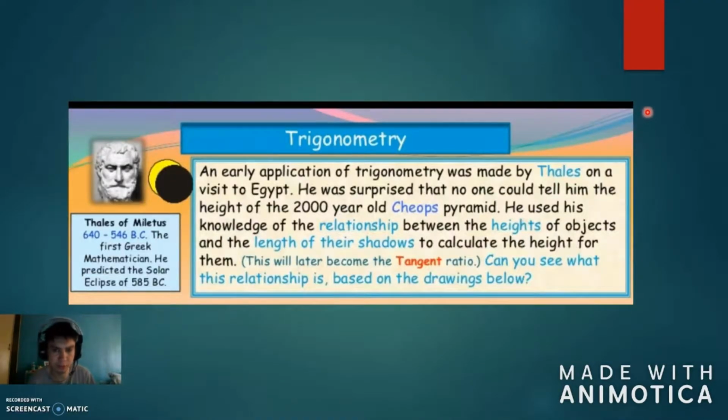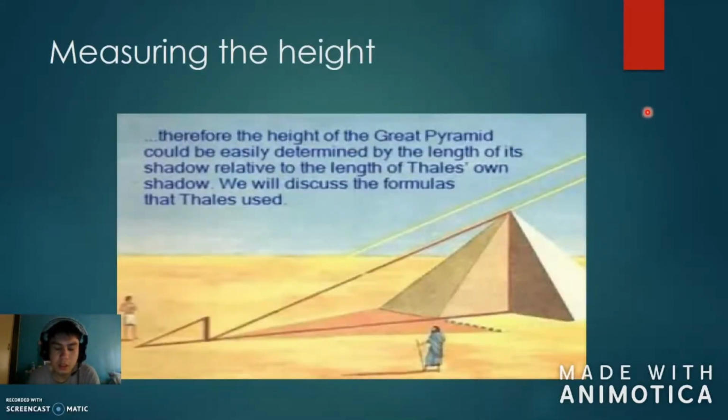An early application of trigonometry was made by Thales on a visit to Egypt. He was surprised that no one could tell him the height of a 2,000-year-old pyramid. He used his knowledge of the relationship between the heights of objects and the length of their shadows to calculate the height for them.